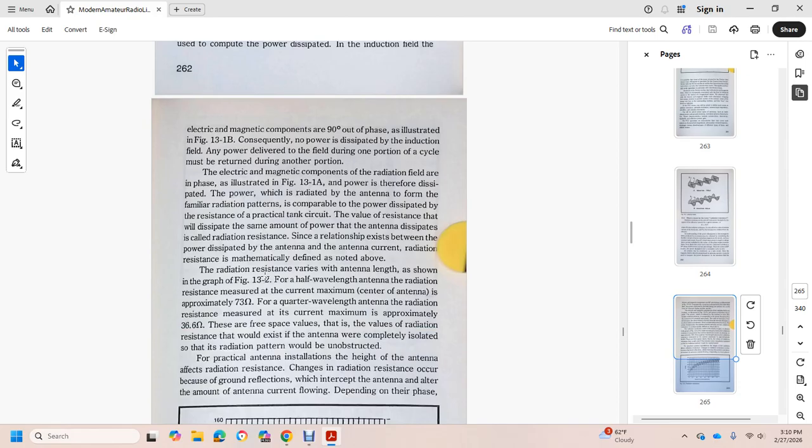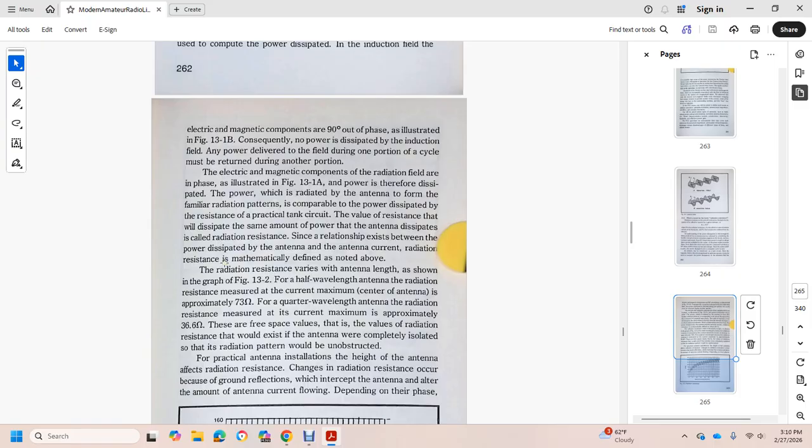Radiation resistance varies with antenna length, as shown in the graph of figure 13-2. For a half wavelength antenna, the radiation resistance measured at the current maximum at the center of the antenna is approximately 73 ohms. For a quarter wavelength antenna, the radiation resistance measured at the current maximum is approximately 36.6 ohms. These are free space values, which would exist if the antenna were completely isolated; such a radiation pattern would be unobstructed in a practical antenna installation.